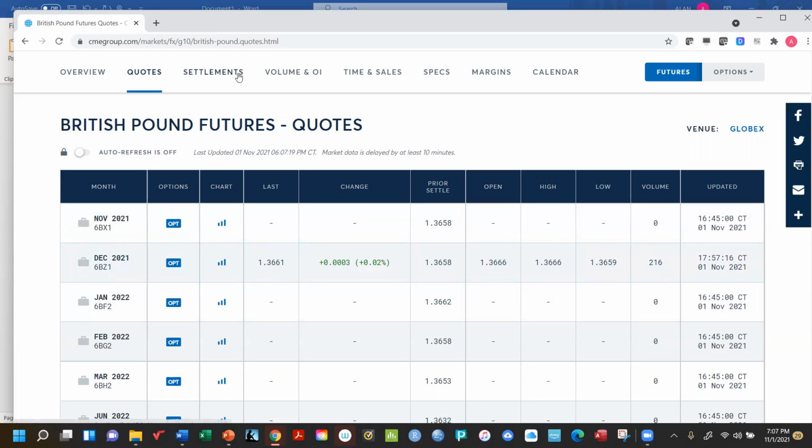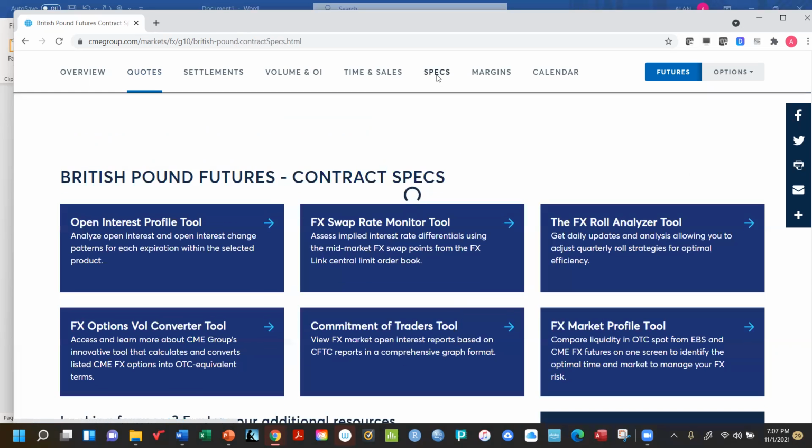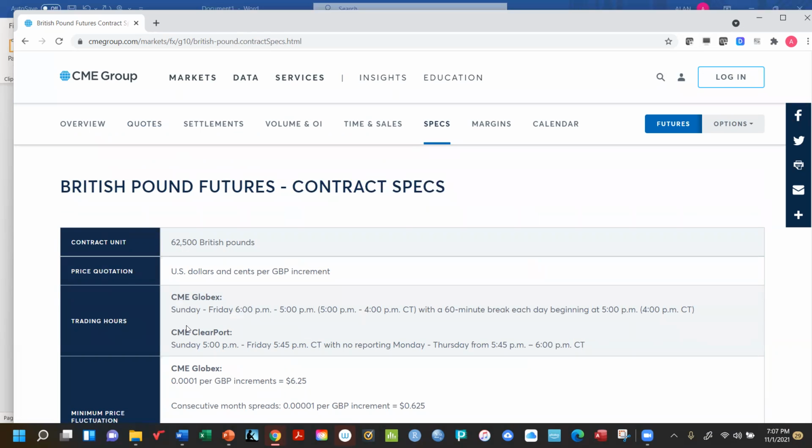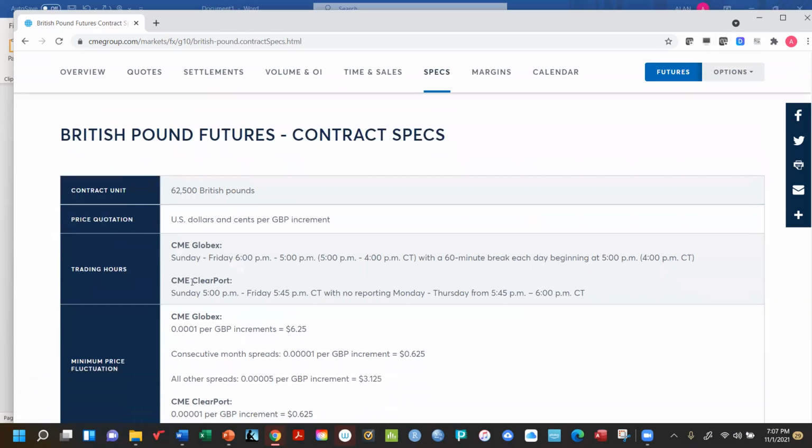Let's look for specs. There we go. This is what a British pound futures contract looks like. First of all, you might notice here, look at this. In order to buy a futures contract, you have to take on a contract which is written on 62,500 British pounds. You can't buy less. You can get more, but it would have to be a multiple of 62,500. That's not very flexible. What if you only need to cover the risk of 32,000 pounds or 58,000? It doesn't matter. You've got to pick 62,500 or nothing.